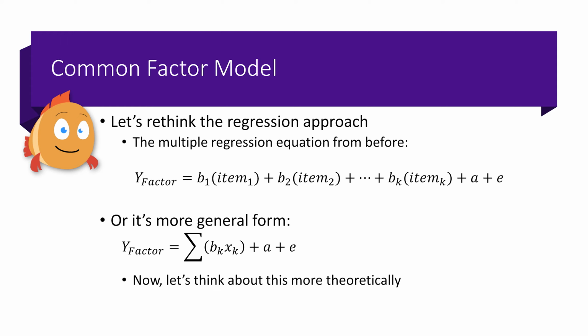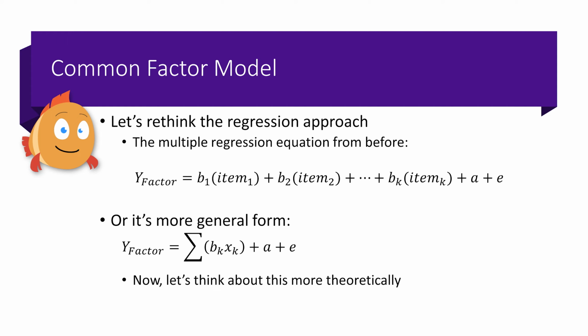Now, the easiest way, I think, to conceptualize this approach is to think about it like a regression, where our total score, the y of our measure, is the sum of the loadings of each of the questionnaire items and their specific weights. So B1 is the weight that we're putting on item 1, plus B2, plus B3, etc., plus an intercept and error variance.